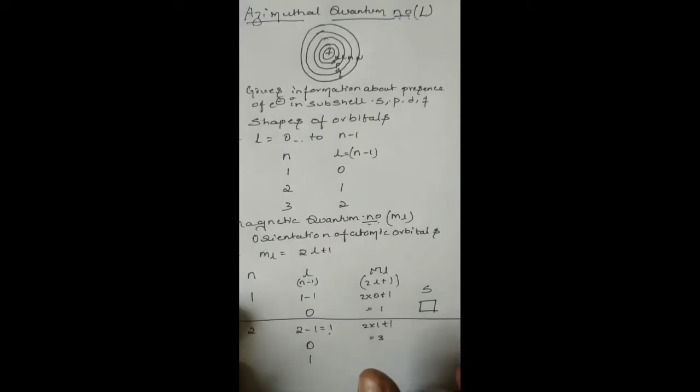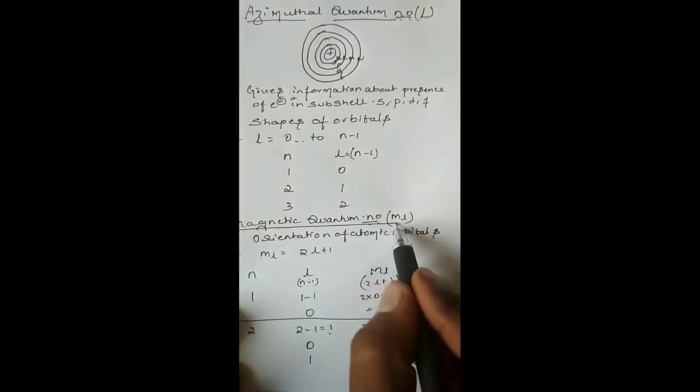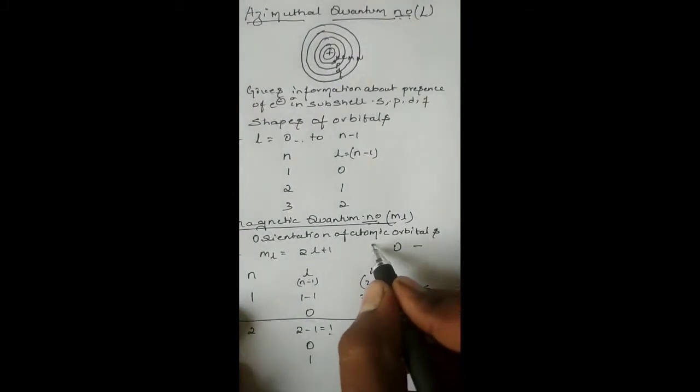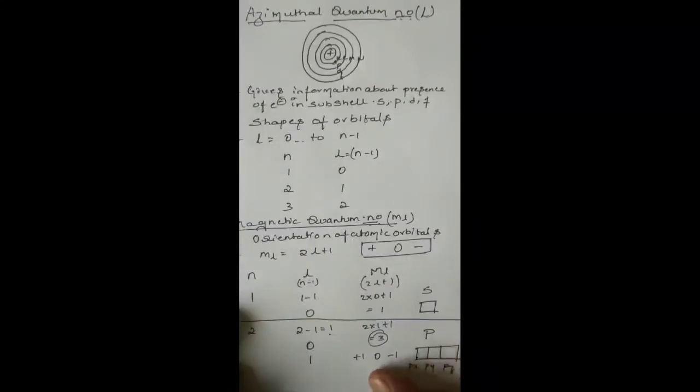3 means this magnetic quantum number will have 0, on the right-hand side must be minus and on the left-hand side plus. This is mainly important while doing this. 3 numbers must appear, so we write 0, minus 1, plus 1. It becomes 3, and 3 means it is p. Then we can write it as Px, Py, Pz.